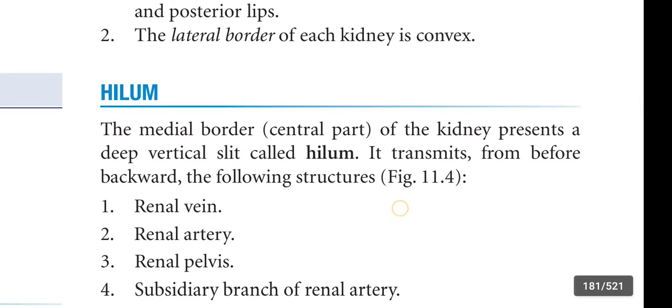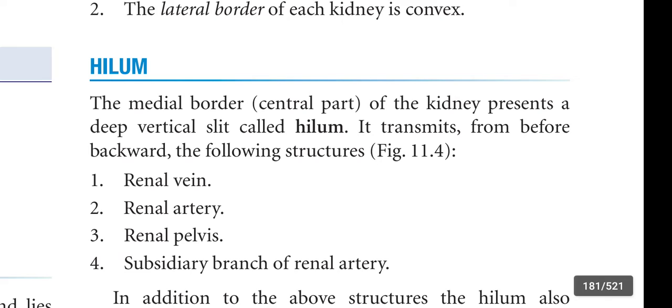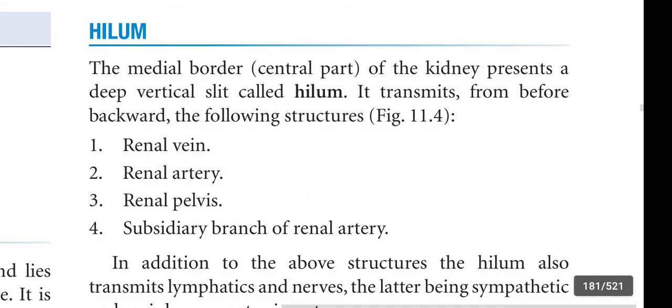Coming to the hilum, the medial border or central part of the kidney presents a deep vertical slit called the hilum. It transmits the following structures from before backward: first, renal vein, renal artery, renal pelvis, and the subsidiary branch of the renal artery.